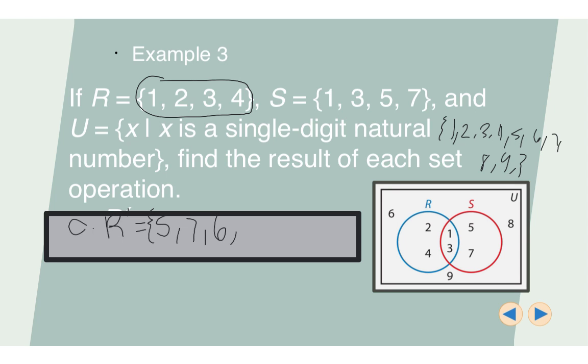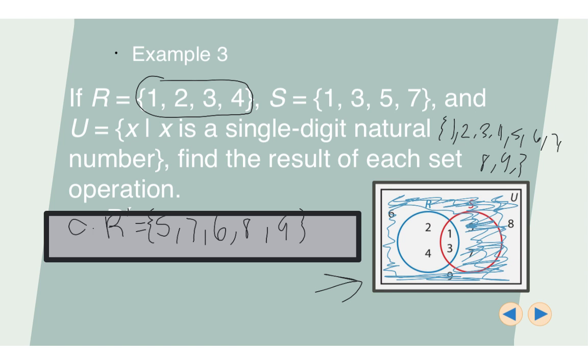We already put 7, 8, and 9. It's all the numbers that aren't touching inside of R. If you take a look at this box right here, when we shade it, we would shade everything but R. So there goes 9, there goes 7, there goes 8, there goes 5, there goes 6, and then there goes all the numbers that are not touching R. That is the complement of R.